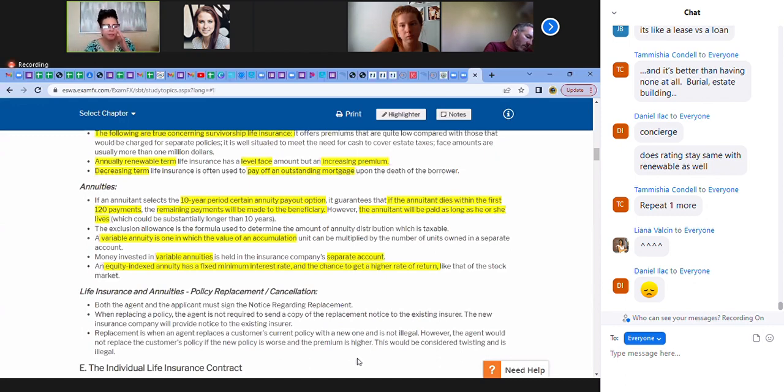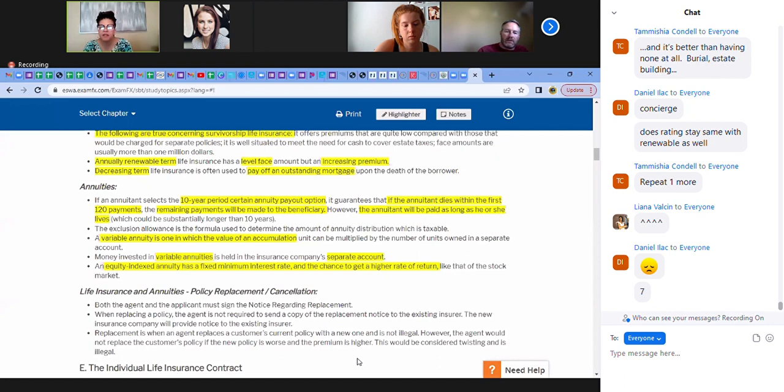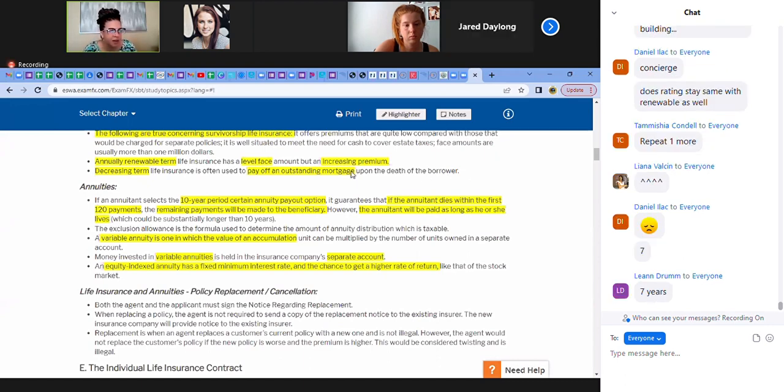So here's the test question. They're either going to do years or payments. Let's do years. Melinda has a 10-year period certain annuity. She received 3 years of benefits. How much is left to her beneficiary? See what you guys got in the chat.